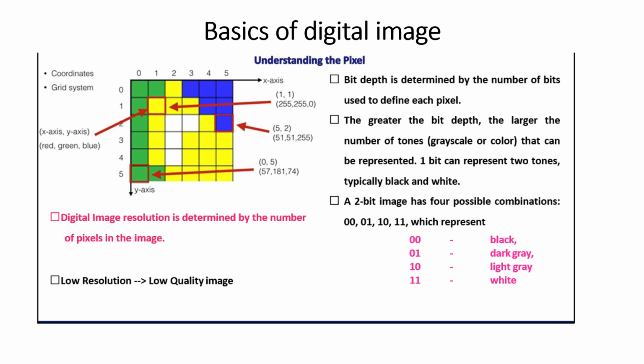Digital image resolution is determined by the number of pixels in the image. If it has a low resolution, it is a low quality image. Bit depth is determined by the number of bits used to define each pixel. The greater the bit depth, the larger the number of tones. A 2-bit image has 4 possible combinations: 00, 01, 10, 11. If it is 00, it is black. If it is 01, it means dark gray. 10 means light gray. 11 means white.